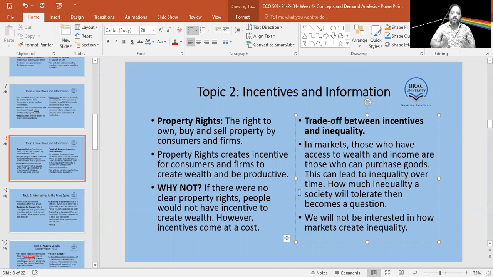The question is, inequality and some kind of poverty is inevitable in every society. How much poverty, how much inequality will we accept or tolerate? That's a question to be asked. However, we will not be interested in how markets create inequality and how this inequality is addressed. But it's good to know what happens.